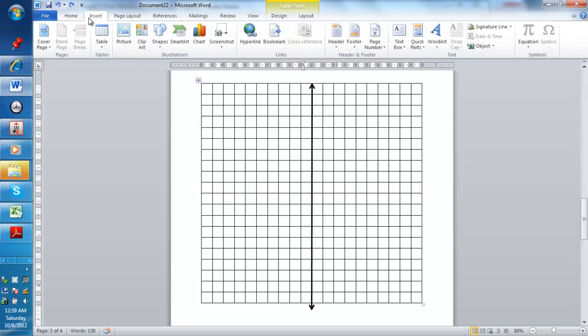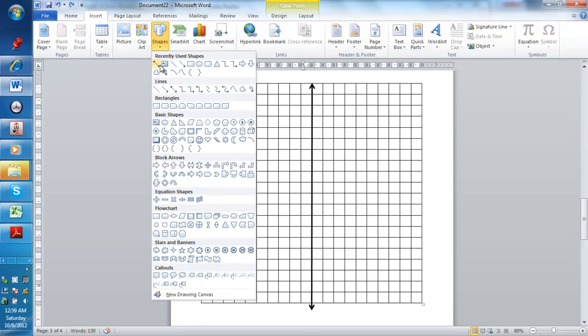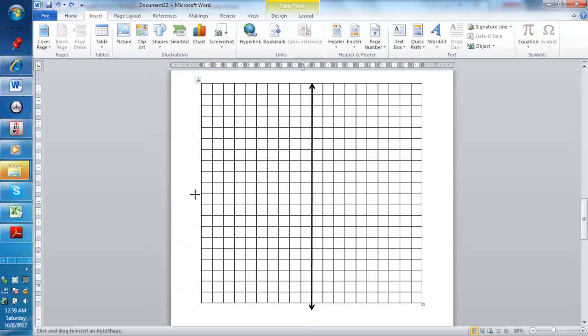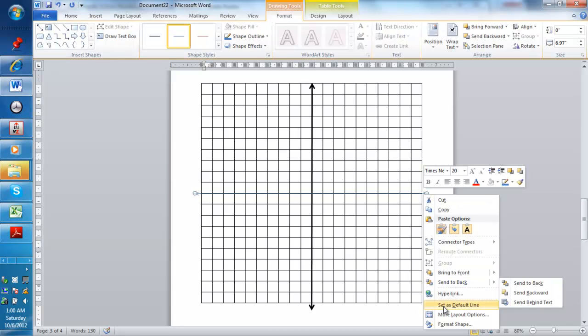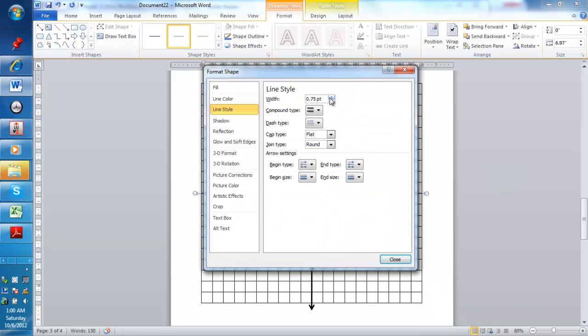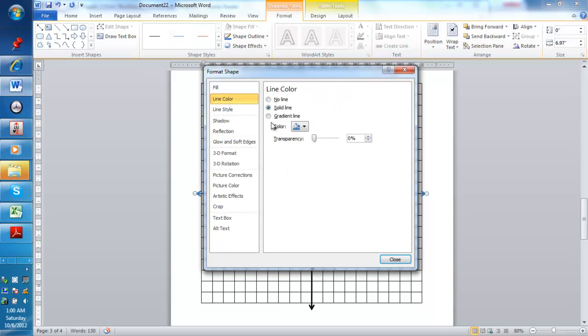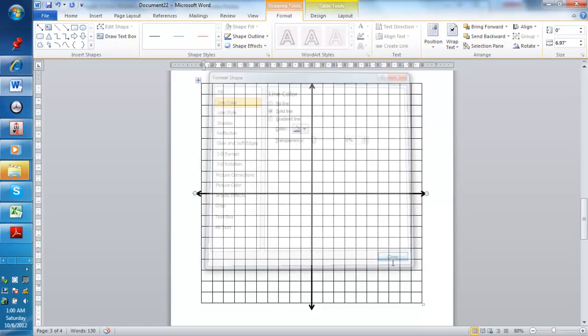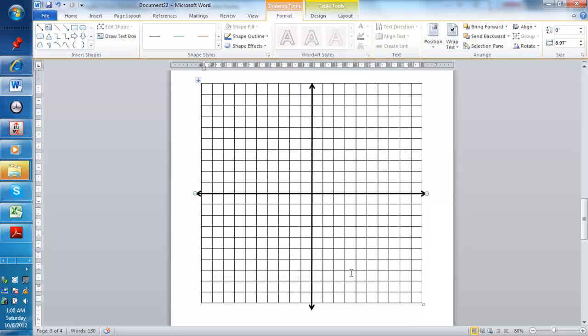Sometimes when you draw the line, it's not perfect. Right click, format the shape, go to width. Again, I'll choose 3, and the color black again. So I have my y-axis and my x-axis. We're going to need some ordered pairs.